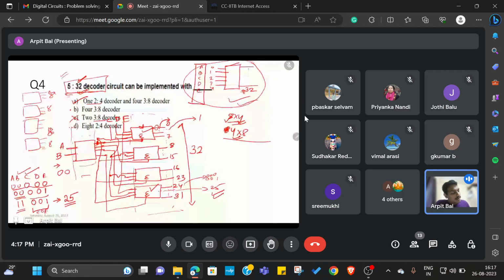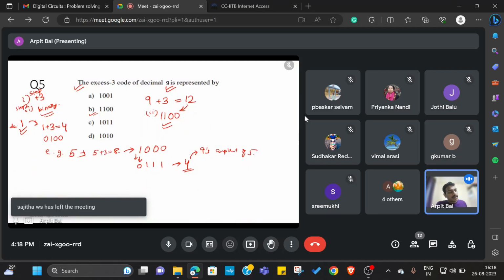Then someone can also say that if 0, 0, 0 is selected, because C, D, E represent 0, 0, 0, this line will also be active, right? But no, that's not true, because here 0, 0 is only selected, so this will be enabled, not this. Even though the input to this decoder says that you select 8, the enable says do not select anything unless I'm enabled. So that's what this 5 to 32 decoder circuit is.